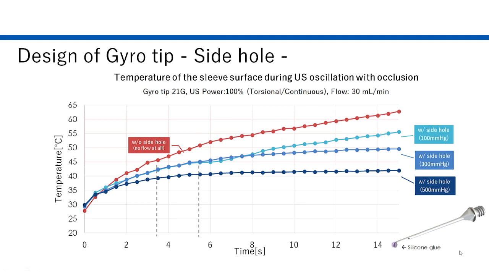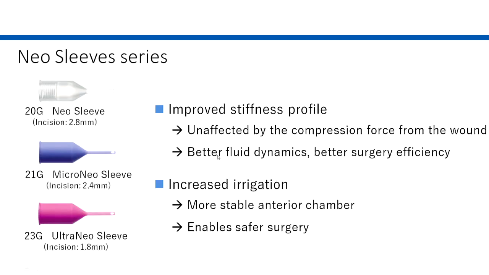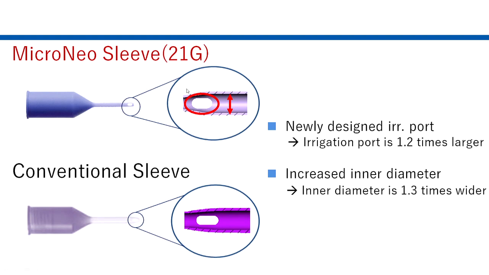So as you can see, if it is a normal system with no flow, the temperature goes to about 65 degrees centigrade, and with the big side hole it goes hardly to 30-35, which cannot cause any wound burn. Also, the new Neo Sleeve series has a large hole here, which causes more flow of fluid into the anterior chamber and gives a lot more stability. Here you can see this hole is much larger as compared to the conventional sleeve.